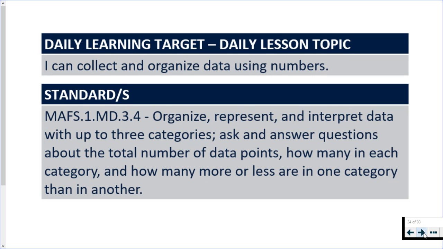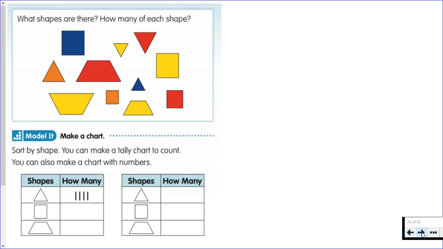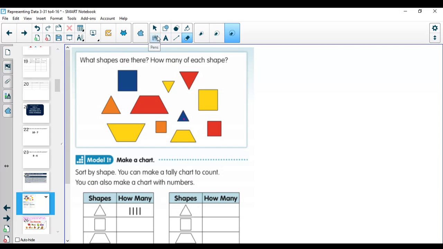So we're going to go ahead and jump right into this. I can collect and organize data using numbers. That's what we're doing today. The first thing we're going to look at is we're going to see different shapes and we are going to categorize them to make a chart. It says, what shapes are there? How many of each shape?